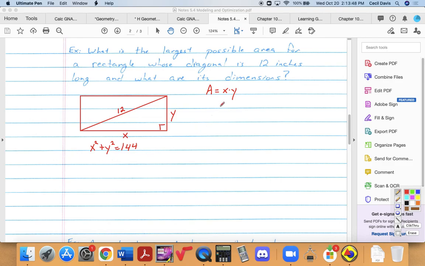Since I want the dimensions, there's really no reason why I should solve for x or y. It doesn't make any difference. One or the other is fine. I'm going to say that y is equal to the square root of 144 minus x squared. So now I'll have the area all in terms of x. It's going to be x times (144 minus x squared) to the 1/2 power.